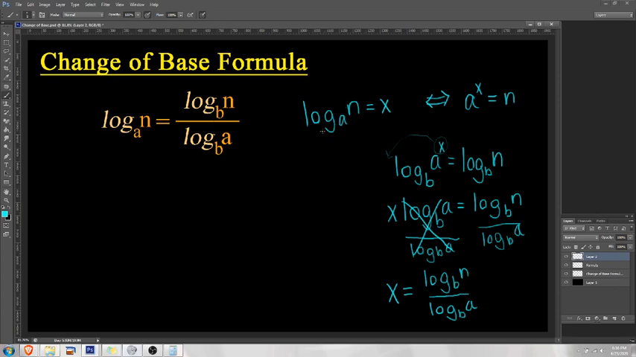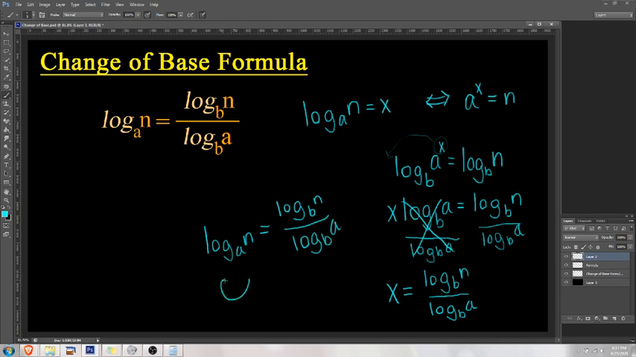This is equal to x, and this is also equal to x. That means that, by the transitive property, I think is what I'm thinking of, they must be equal to each other because both of them are equal to x. So finally, what we have is log base a of n is equal to x, but what is x equal to? x is equal to log base b of n over log base b of a, and that's it.